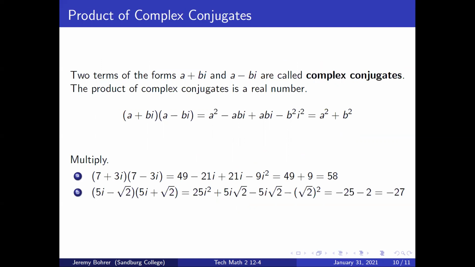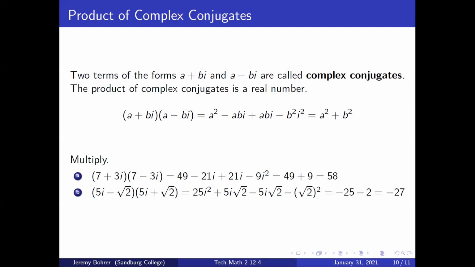Two terms of the form a plus bi and a minus bi are called complex conjugates. The product of complex conjugates is a real number. a plus bi times a minus bi is a squared minus abi plus abi minus b squared i squared, which equals a squared plus b squared. So 7 plus 3i times 7 minus 3i equals 49 minus 21i plus 21i minus 9i squared, which is 49 plus 9, which is 58.